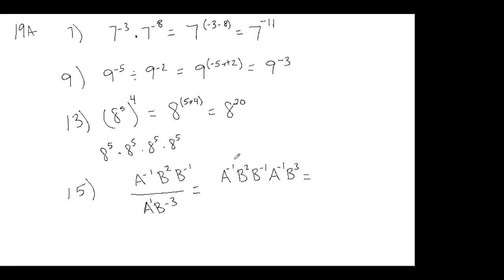Now I want to combine all of my a's together. So I have a negative 1 and a negative 1. These are multiplied together, so I'm going to add the exponents. So I have a negative 1 and a negative 1 is a negative 2. Then all of my b's together, I have a 2, a negative 1, and a positive 3. So I'm going to add all of these together. 2 minus 1 is 1, plus 3 is 4. So b to the 4th.